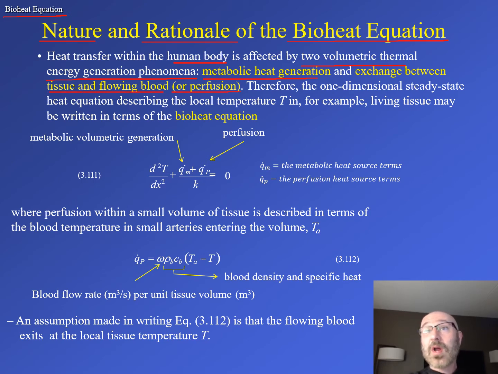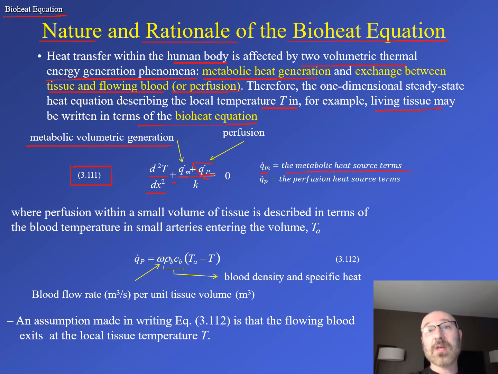So if we have the one-dimensional steady-state heat equation describing the local temperature T, for example, of living tissue, it may be written as the following bioheat equation, shown here as equation 3.111 in our textbook, where we have d squared T over dx squared, the second derivative of temperature with respect to position x, plus, on the numerator, our Q dot M, the metabolic volumetric generation. So Q dot M is the metabolic heat source term.